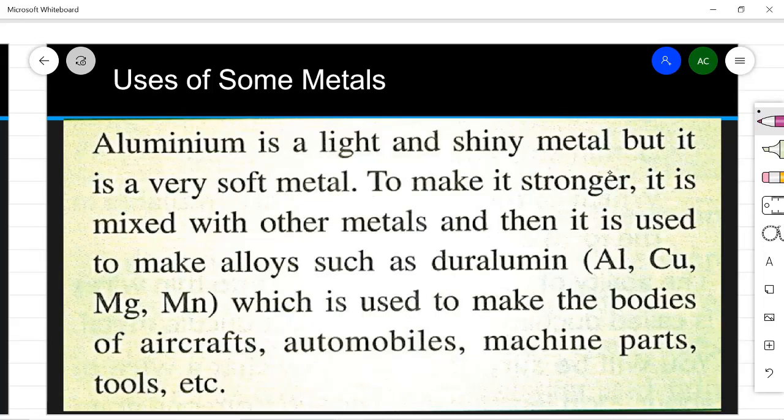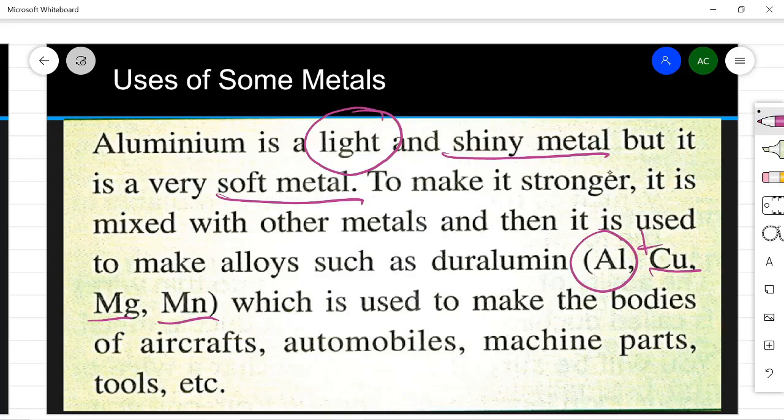Now aluminium is light in weight, very shiny, but it is soft. So how can we make it stronger? We can make it stronger by making alloys with copper, magnesium and manganese. If I mix aluminium with copper and a very small amount of magnesium and manganese, then the substance created is known as duralumin. So what is duralumin? Duralumin is an alloy of aluminium, copper and a little magnesium and manganese.